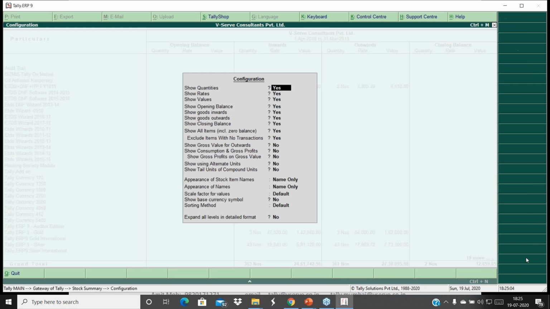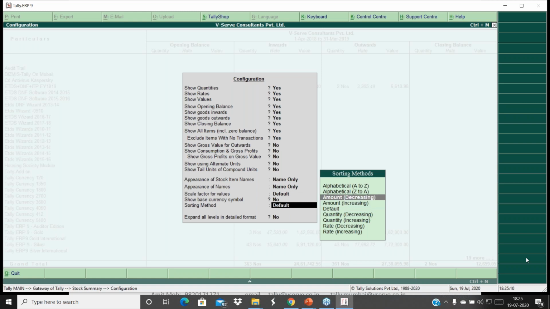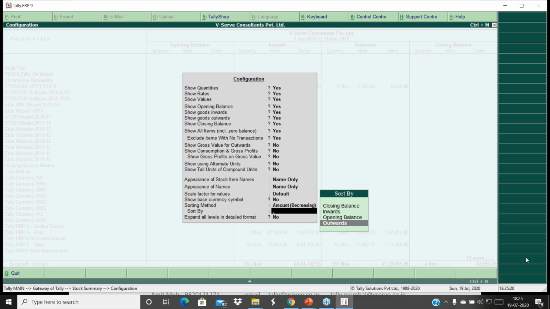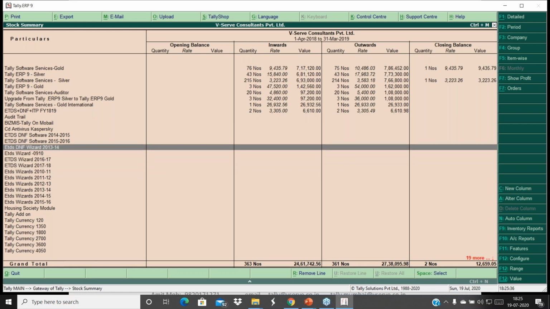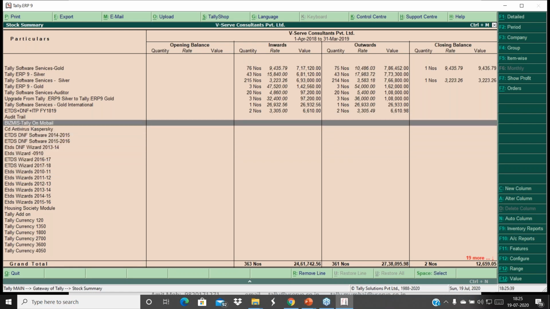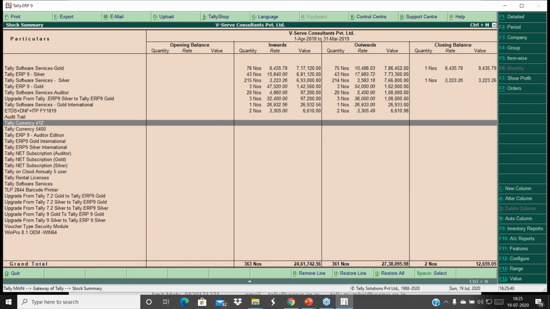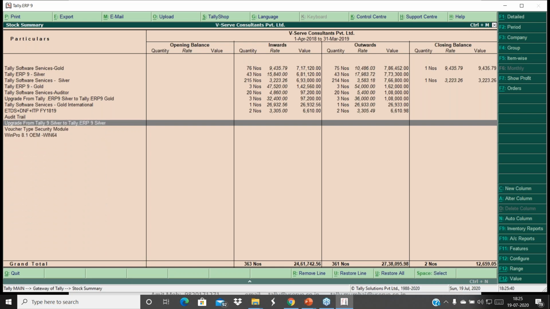Okay, let me do one more configuration towards the end so that you will be able to see a more effective report. I'm saying show me amount decreasing, amount wise decreasing. That means the first line will be that item, that product which has given me maximum contribution, and I'm saying this sorting method you put it on an outward basis. So now we can see the most effective products. Though there is only one product practically that we are selling, which is Tally, the rest of the products are basically an outcome of that product called Tally itself. I'm pressing Alt R to remove all those lines which are not having any transactions.